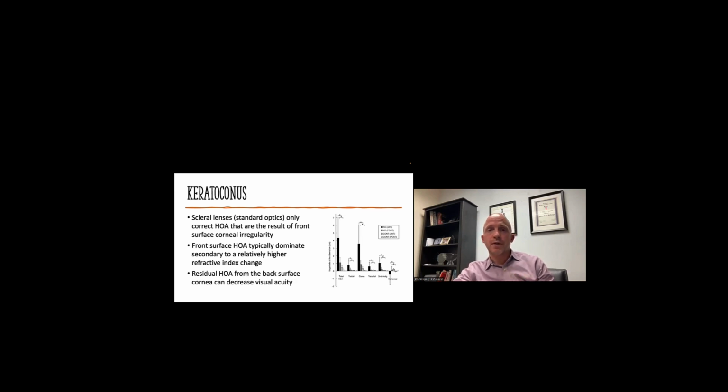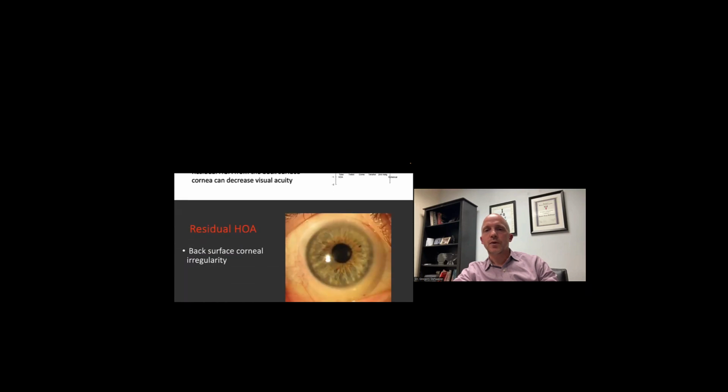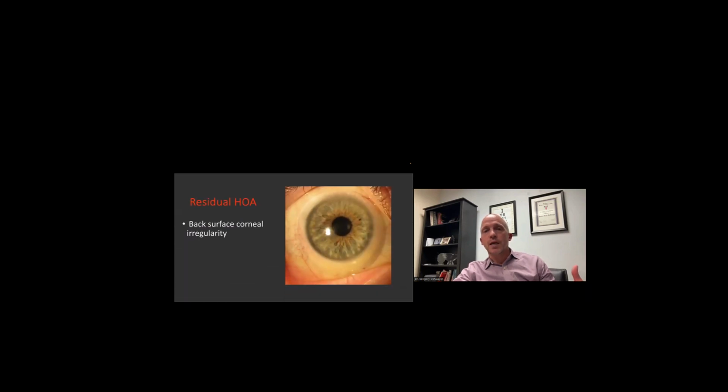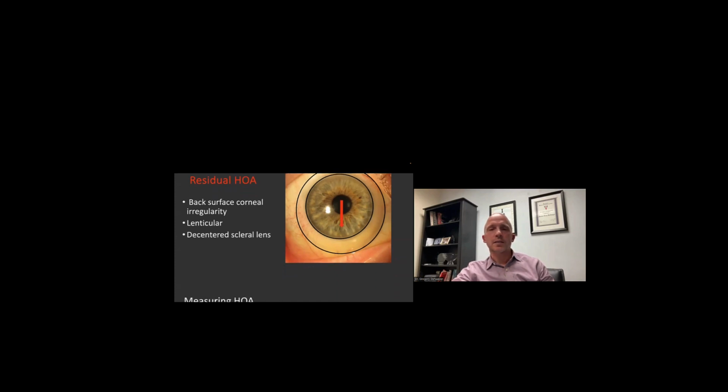But even with a well-fit scleral contact lens, we can have residual aberrations that are the result of back surface irregularity changes. We can get residual aberrations not only from back surface corneal changes, but they can be lenticular in nature, either from the phakic lens or an intraocular lens. As we mentioned before, a scleral lens can also induce residual aberrations, positive coma, by being decentered.